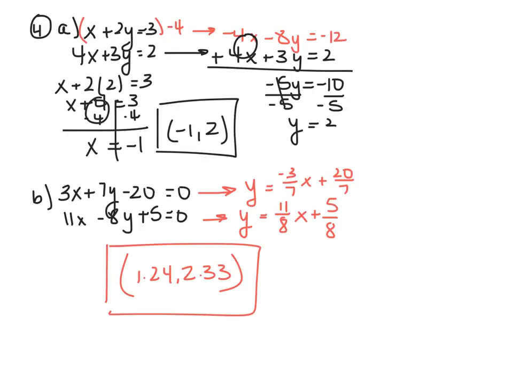Number 4 asks you to solve 2 pairs of simultaneous equations. So for part A, I used elimination method. I multiplied the top equation by a negative 4, and you end up with negative 4x minus 4y equals negative 12. So now when I add the 2 equations together, the x's get eliminated. You end up with negative 5y equals negative 10. Divide both sides by a negative 5, so y is equal to a positive 2.